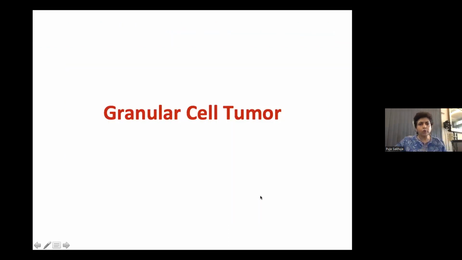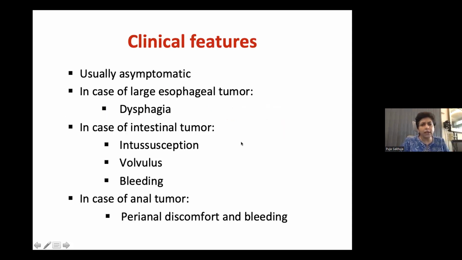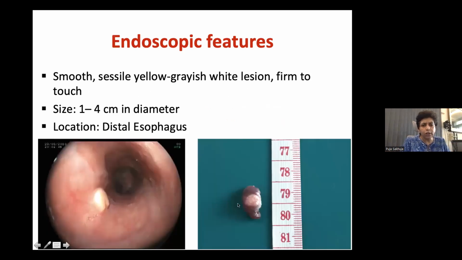Now moving on to some of the mesenchymal tumors. Another tumor that is not common, but in the GI tract, it is most common in the esophagus, is a granular cell tumor. This is a tumor of Schwann cells in adults, more common in women than men, usually asymptomatic or picked up just when you're doing endoscopy for some other reason, but sometimes it can cause dysphagia. Usually small in size.